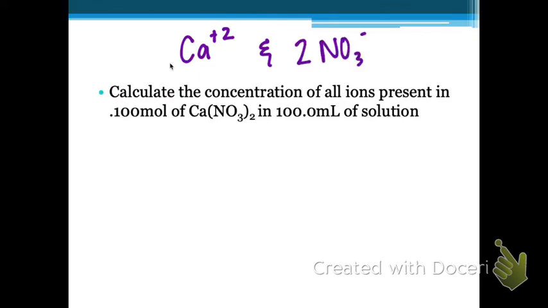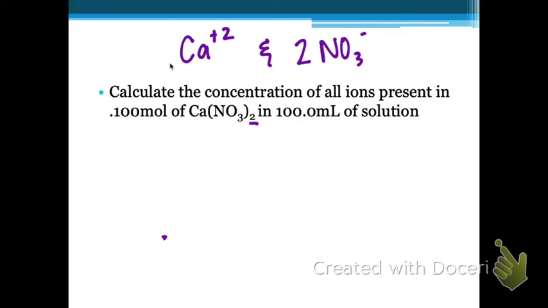Do you see how that works, right? When this separates, I've got 2 nitrate ions and 1 calcium ion. So when this separates, I will have twice as many nitrate ions as I will calcium ions. Do we see that ratio there? Right? Because there are 2 nitrate ions per 1 full molecule. 2 nitrate ions per molecule, 1 calcium ion per molecule.